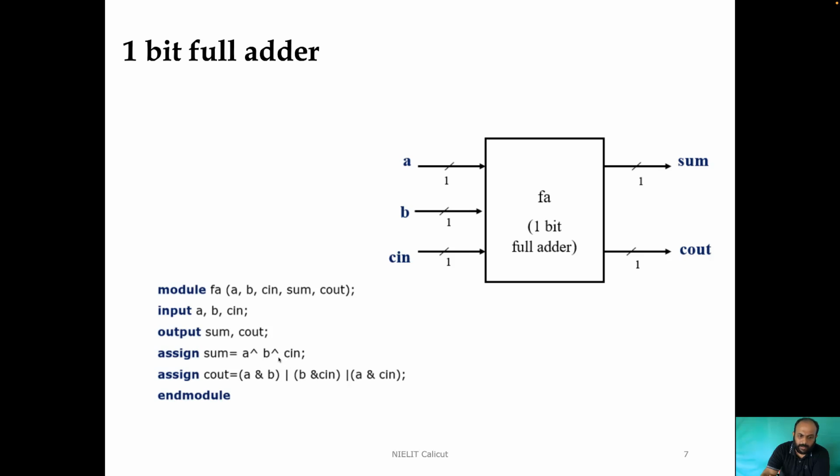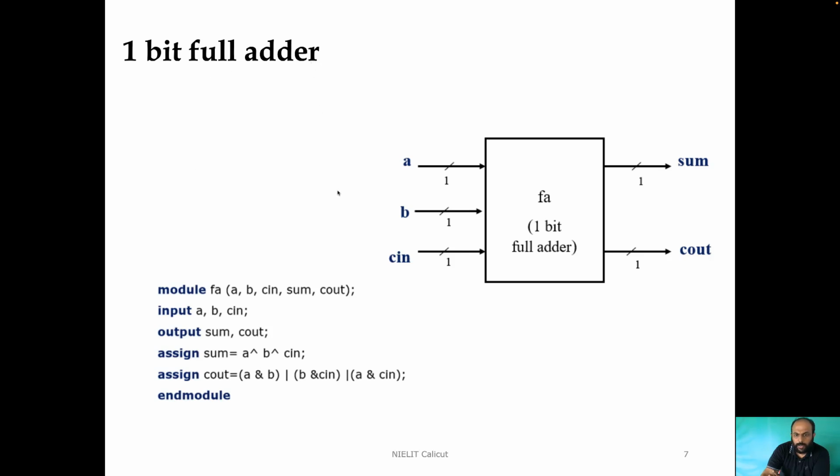This is how we XOR variables in Verilog, this particular operator, as we have already discussed. Similarly, the C out is nothing but A ampersand B ORed with B ampersand C in, ORed with A ampersand C in. That describes completely the functionality of a 1-bit full adder. We are good to write the end module. So this description is for a 1-bit full adder.